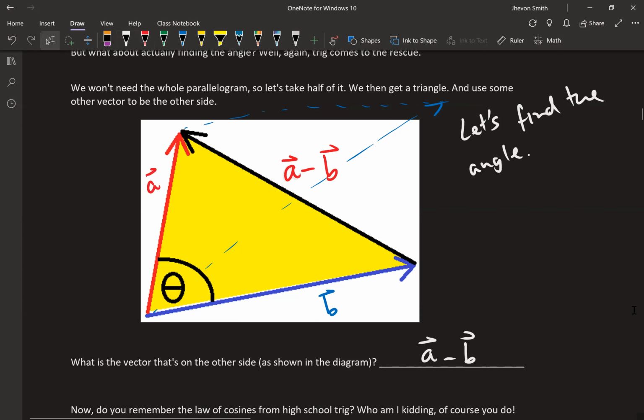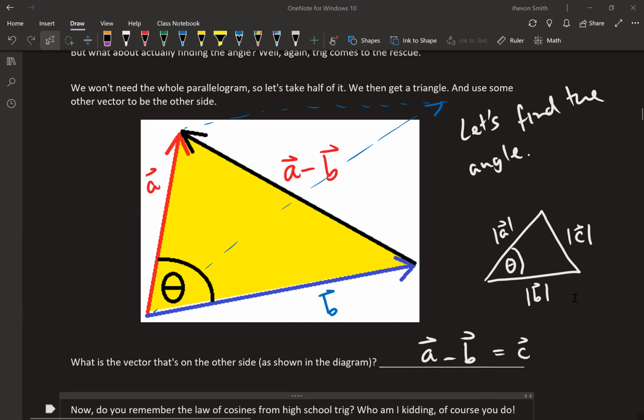Okay, so now we have a triangle. Let's call this guy C. So I have a triangle. I know the angle. There's an angle here that I care about. I know the magnitude of this length here, which is B. I know the magnitude of this length here, which is A. I know the magnitude of this length here, which is C. Can you tell me how to find the angle? How do you find the angle in this case?